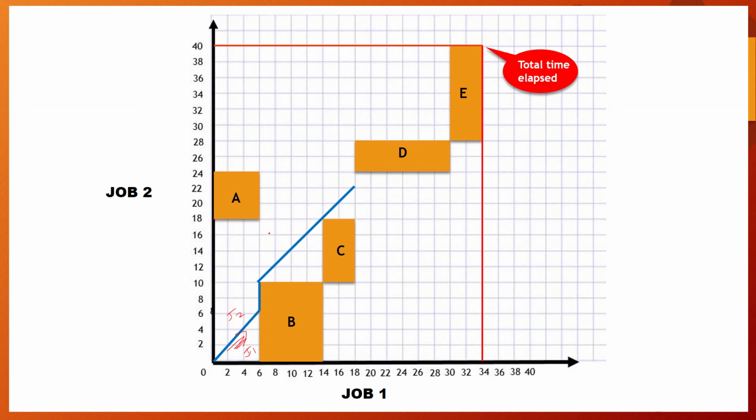Here you can see that at this point we can go till here, and then we can go like this, and again we can move like this, and again we can reach the end. But here we can see that the horizontal line represents that job 2 is idle. At this point job 2 is completely idle, and at this point job 1 is completely idle, which is not what we call an efficient condition. So we are keeping jobs idle for the maximum time.